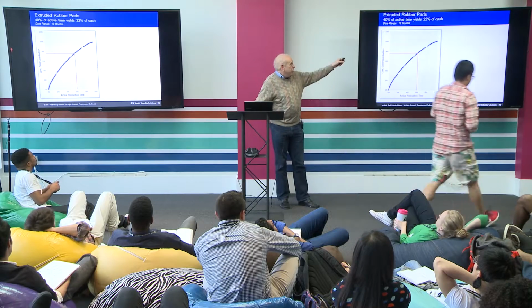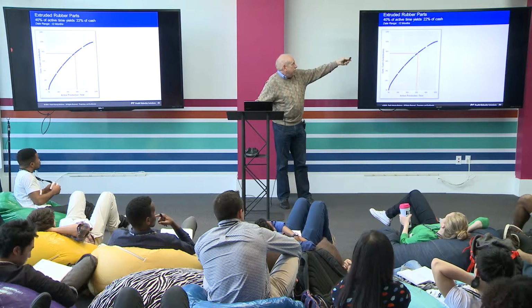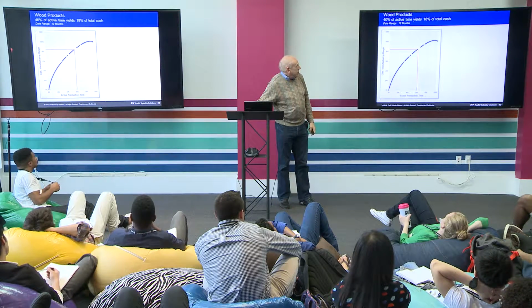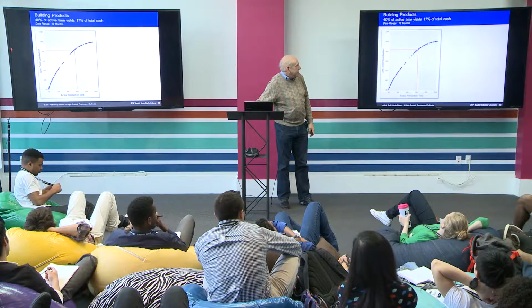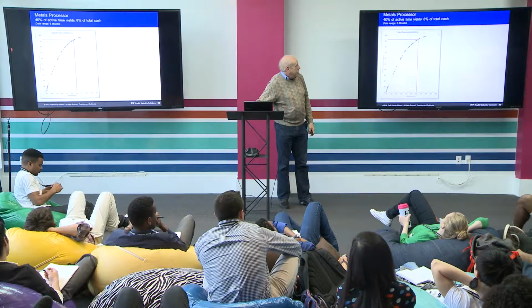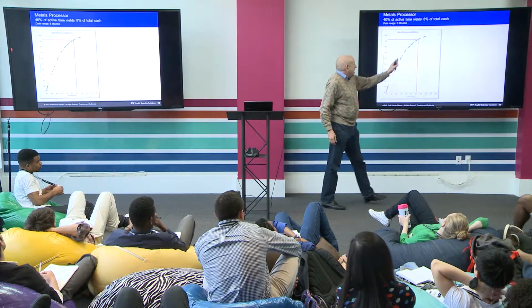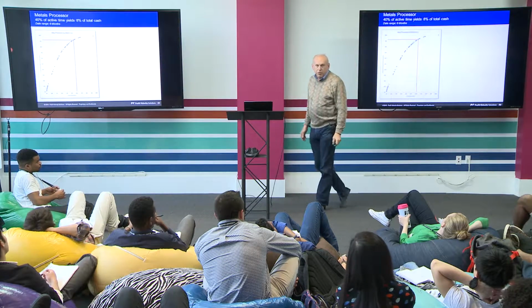And just to go through very quickly, we've done a lot of different industries. Extruded rubber parts. Well, not so bad. The last 40% made 22% of cash. Wood products, 18% of cash. Building products, 17. This is a metals processor, a big steel company. The last 40% of their working time made them 8% of their total cash.